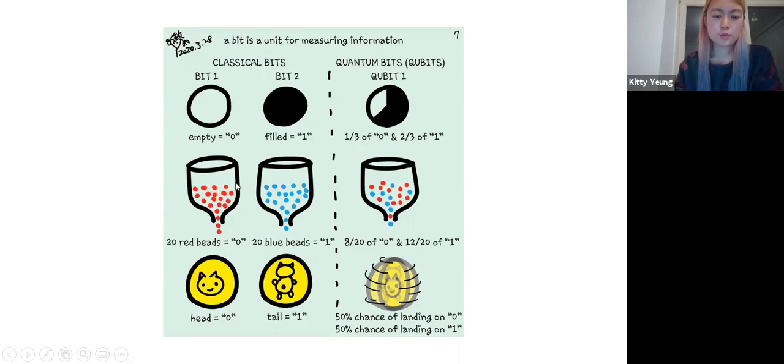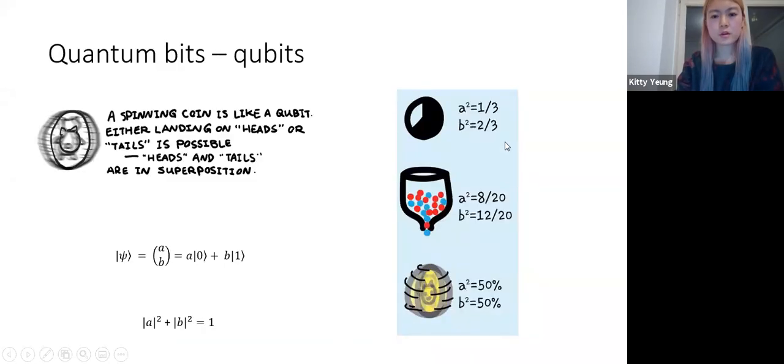Another metaphor: we have some lottery thing, and if we have 20 balls, if they're all red, they're 0, or blue, they're 1. But if you mix it up, we can have arbitrary numbers here, say 8/20 is 0 and 12/20 is 1. You can change any number here. And then a coin: a head is 0, a tail is 1. If it's an even coin, if you rotate it, there's a 50% chance of landing on 0 and 50% of landing on 1. So you see that the quantum bit, qubit, is related to the probabilities of the amount of information in there. A spinning coin is a metaphor for head and tail in superposition.